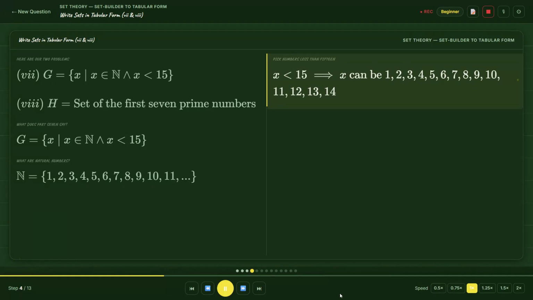Now we pick only the natural numbers that are less than 15. We start counting from 1 and we stop at 14 because 15 is not less than 15. So we get 1 all the way up to 14.